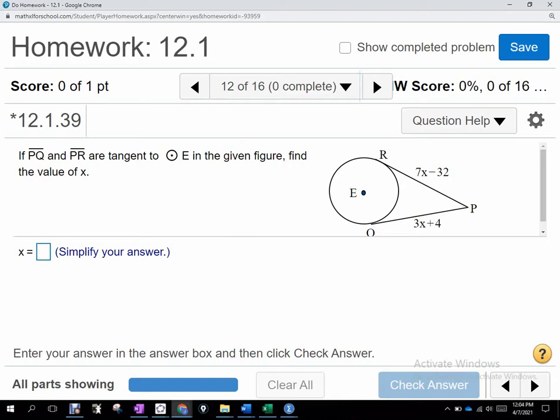So what do we know? These are tangents. Okay, and if they are tangents that emanate from the same external point and they go to the same circle, what do you know about PR compared to PQ? They're equal. Okay, segments are congruent, distances are equal. So we're going to take 7x minus 32 and set it equal to 3x plus 4.